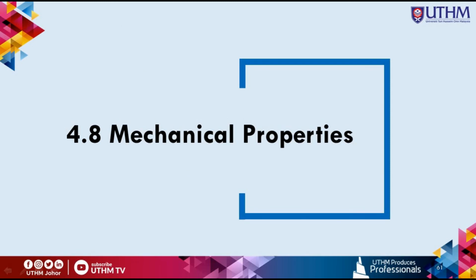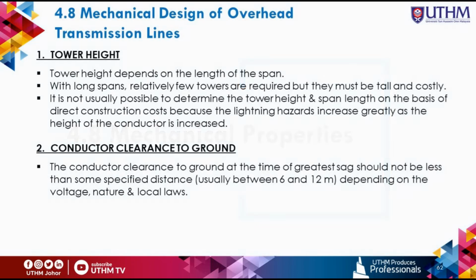Okay, next is the mechanical properties. Mechanical factors of safety to be used in transmission line design should depend to some extent on the importance of continuity of operation in the line under consideration. In general, the strength of the line should be such as to provide against the worst probable weather conditions. Now we will discuss some important points in the mechanical design of overhead transmission lines.